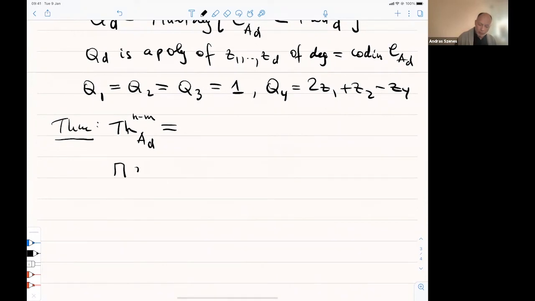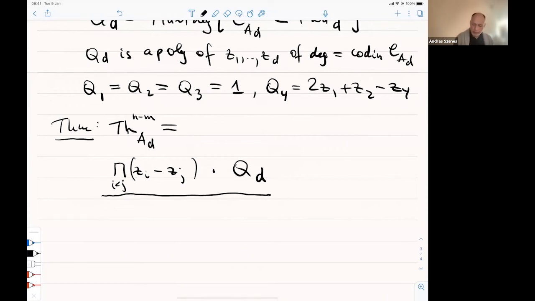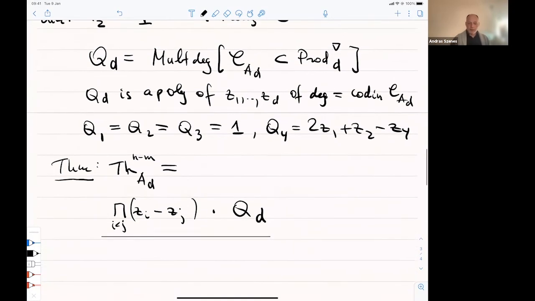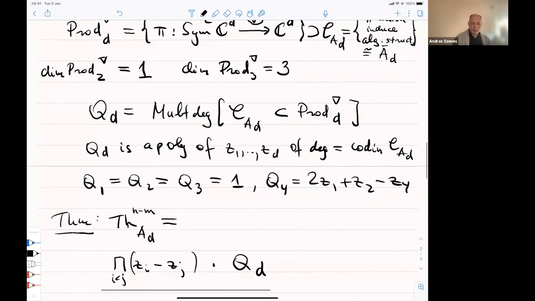We start with a Vandermonde. So this is just z_i minus z_j in this variable z, for i less than j. And then I multiply this by Q_D, this polynomial that we just calculated in z's, and then I divide this, and here I just give you the list of all the weights of this vector space P, product over d delta.